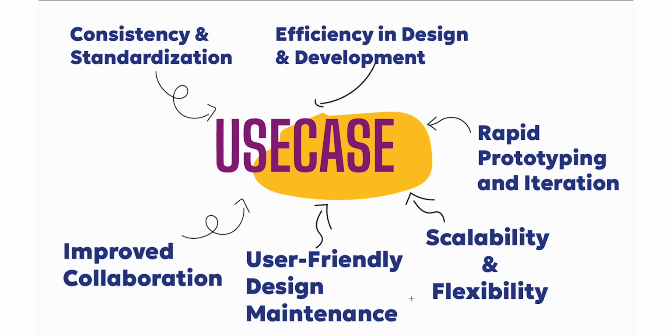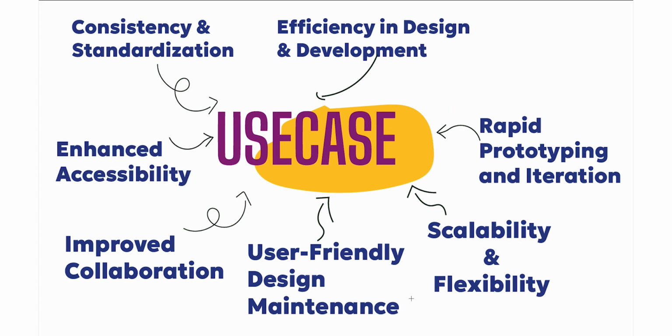The next use case is improved collaboration. Components are used for better collaboration among design teams, developers, and stakeholders. With a shared design system, all the team members can speak the same design language, reducing misunderstanding and enhancing collaboration and engagement. And the last use case is enhanced accessibility. Components can be designed with accessibility principles in mind, making it easier to ensure that the product is inclusive and usable for all users regardless of their abilities.